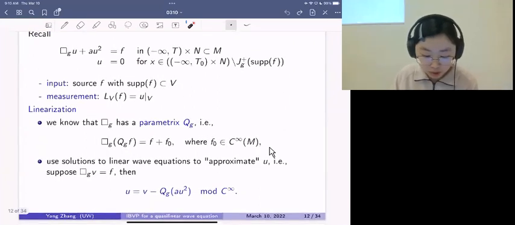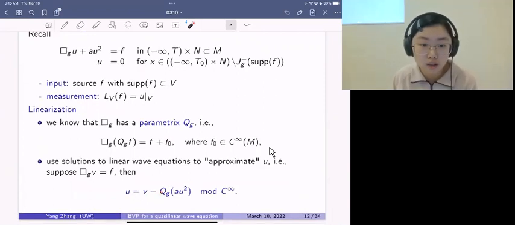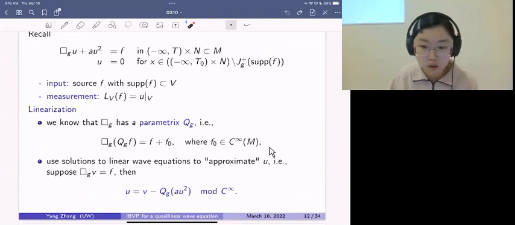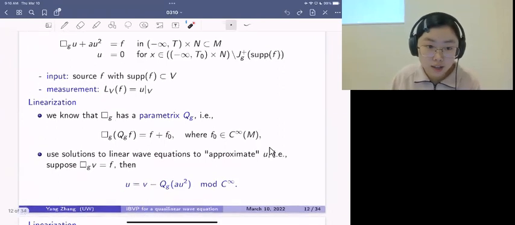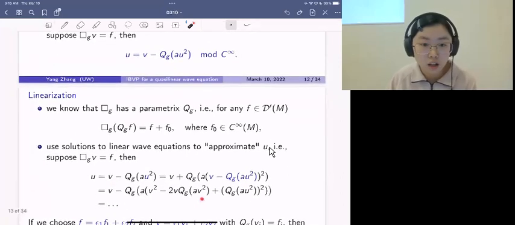With this parametrix, we can rewrite this equation as u equals v minus Q_j applied to u squared. So we can regard this as an approximation formula for u, and we can plug this formula into itself iteratively, so we can get some asymptotic expansion of u in terms of v like this.